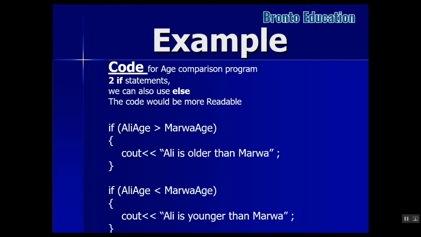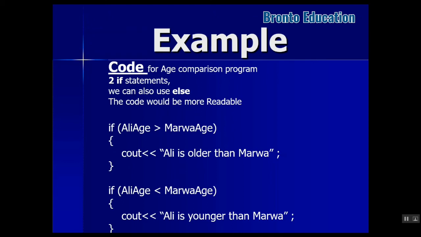So here, this is an example for an age comparison program. Two if statements. We can also use else. This is two if. If Ali's age is greater than Marwa's age, cout "Ali is older than Marwa". If Ali's age is less than Marwa's age, then "Ali is younger than Marwa". Here we use two if, so the program will check both of them.